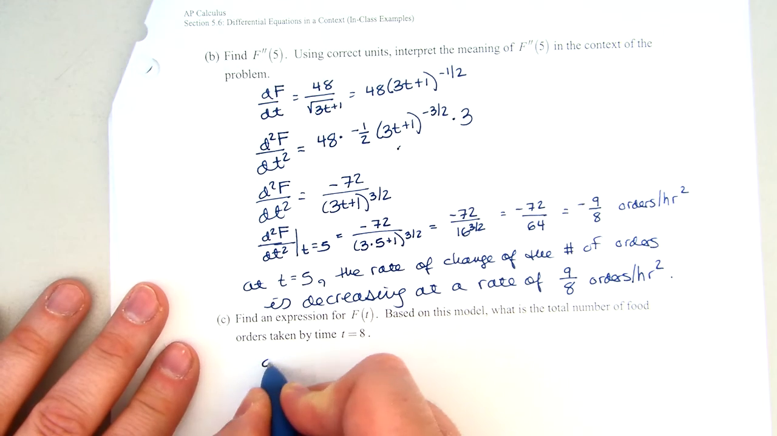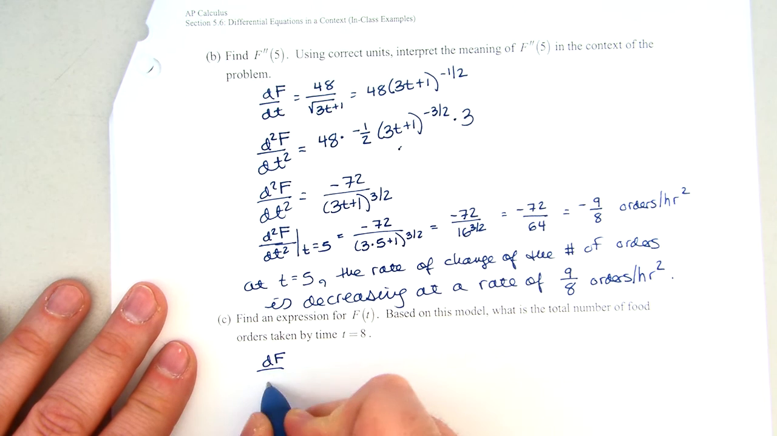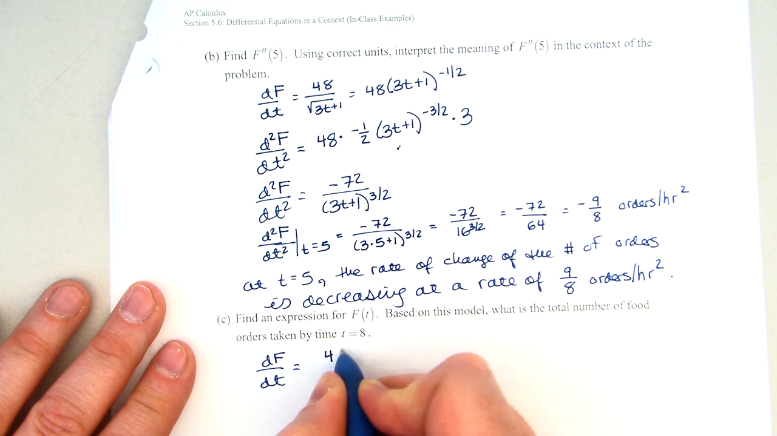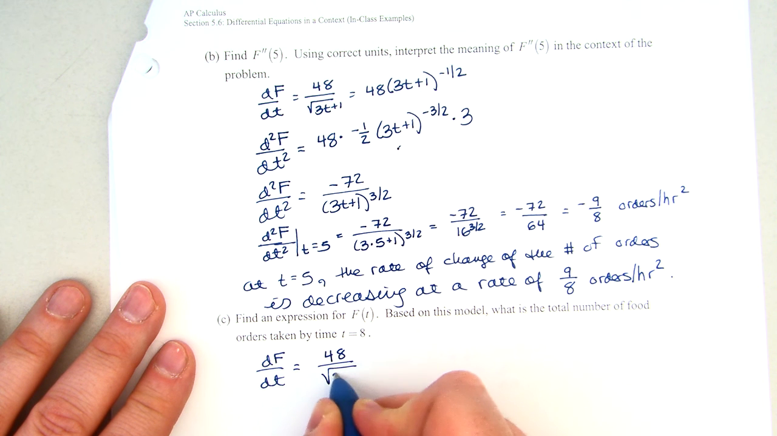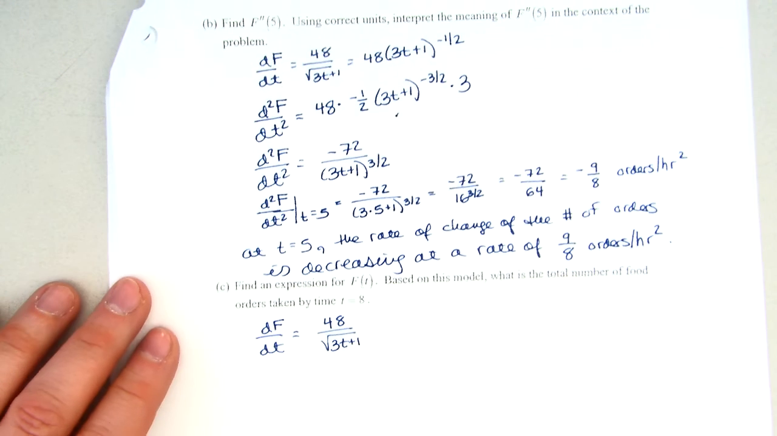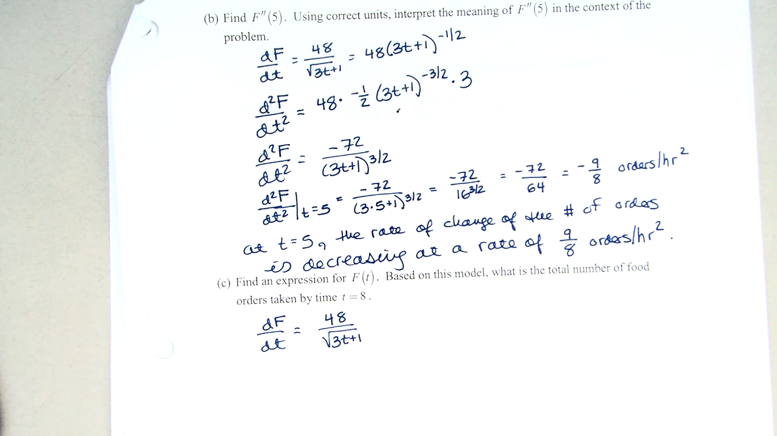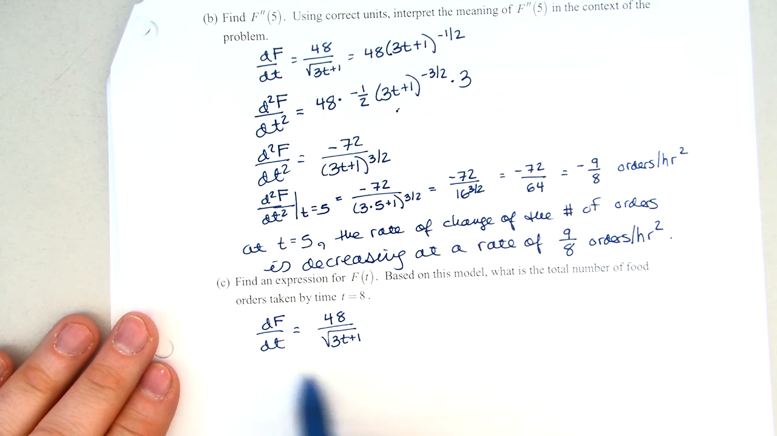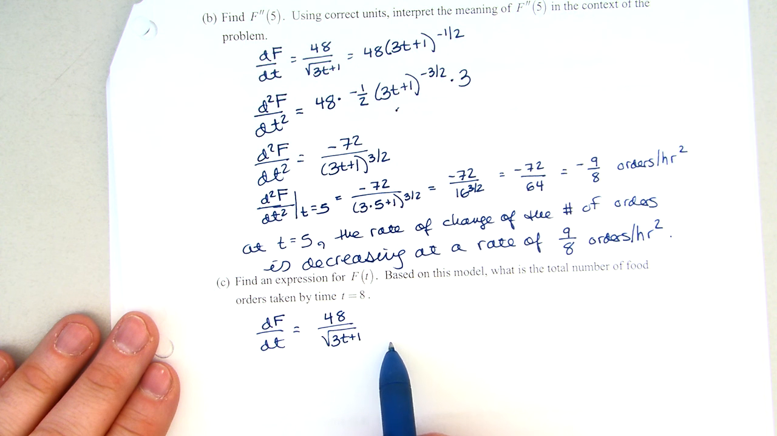Find an expression for f of t. Oh, you know what? I guess they didn't say how to do it. But I think we should probably do our separation of variables. How about I just put the dt on this side and say I'm separated?